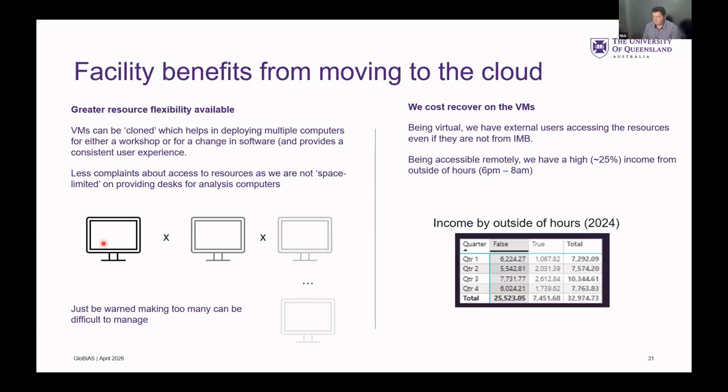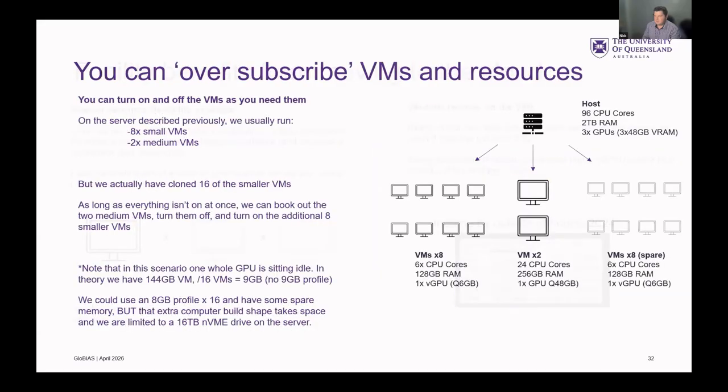costs money to maintain. But also, I did some quick analysis a couple of years ago. This is in Australian dollars, and you can see the income by outside of hours. So we're seeing 7,000, or about 25% say, of the income being generated outside of business hours. So I think that's kind of promoting, obviously, how much it's being used.